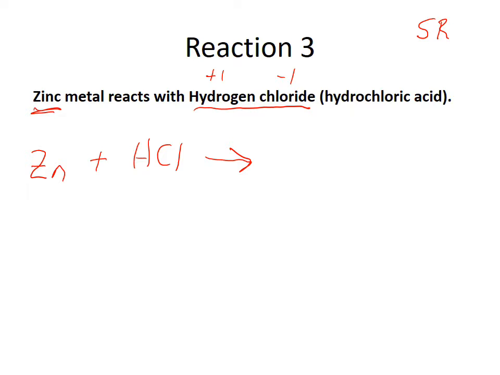So the zinc will kick out the hydrogen, so we'll have hydrogen, and hydrogen's diatomic, so it has to be H2, and zinc and chlorine are going to join. Zinc is plus 2, chlorine's minus 1, so it has to be ZnCl2. And now I can balance it. I've got 1 zinc, 1 hydrogen, 2. So I'll need 2. That gives me 2 chlorines, and I have 2 over here. So now that's balanced.